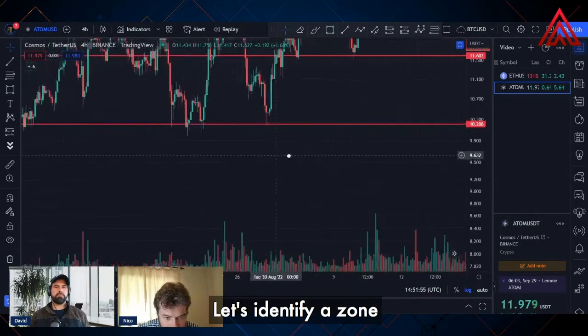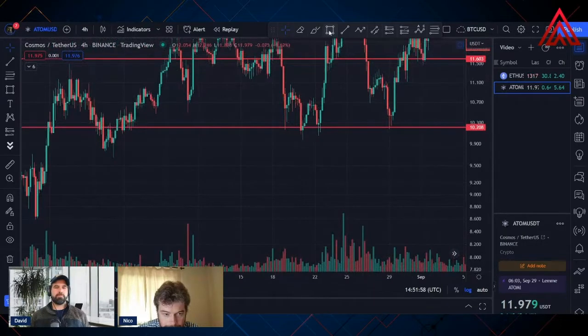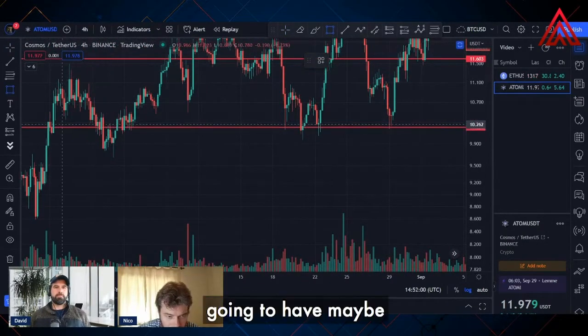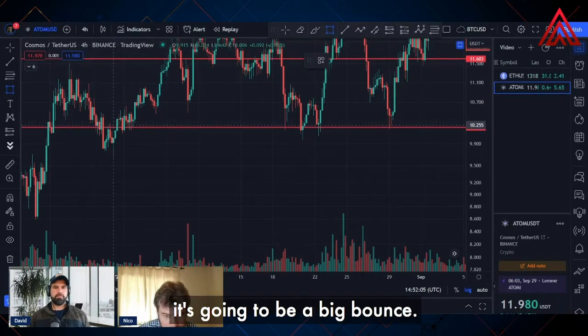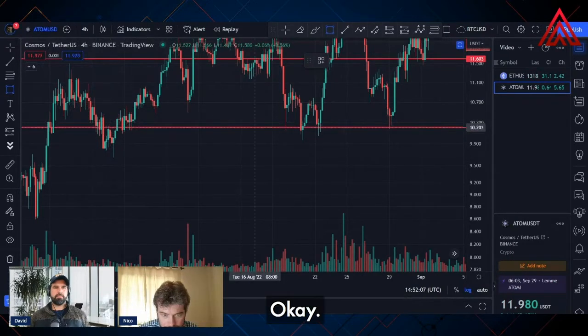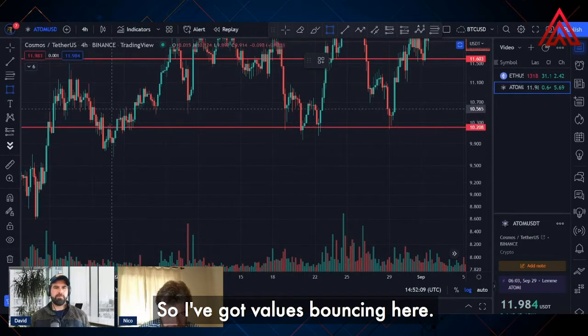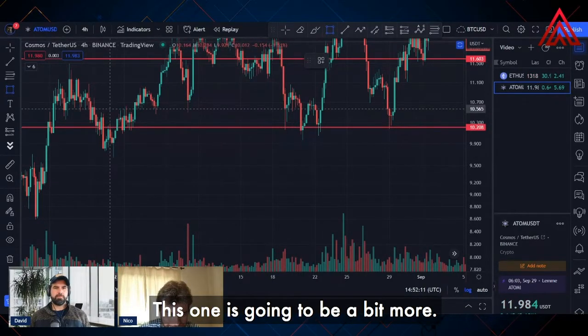Let's identify a zone. I'm going to have maybe this. I'm going to have a big bounce. Okay, so I've got various bounces here. This zone is going to be a bit more.